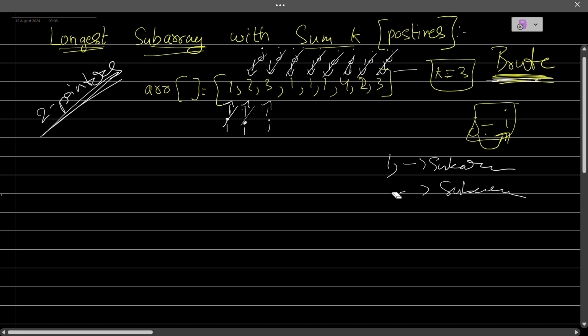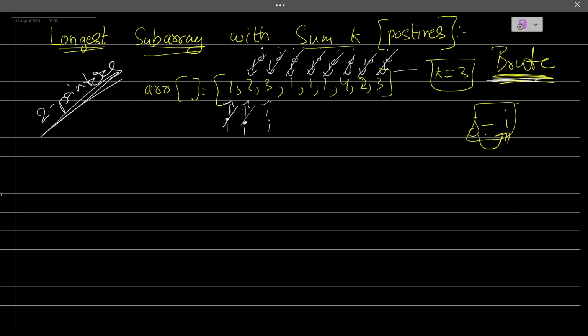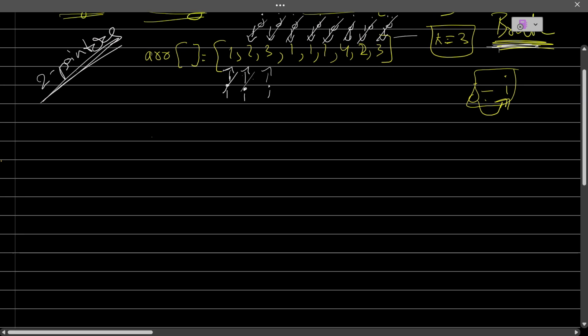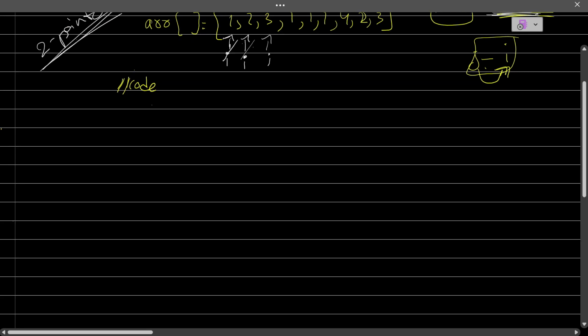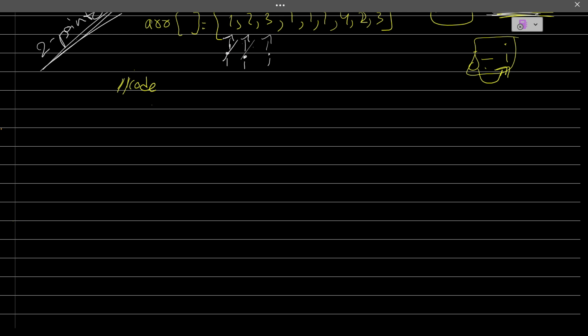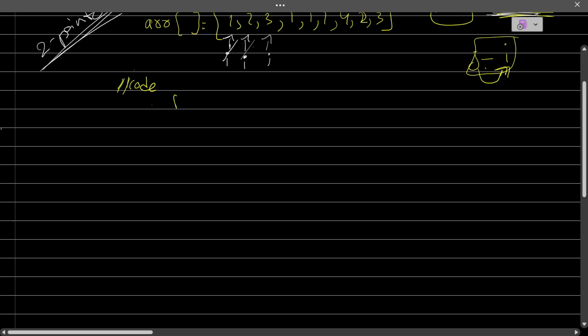Let's try to implement this. Let me write the code. Let's try to code this thing. What I'm going to do is write a for loop.